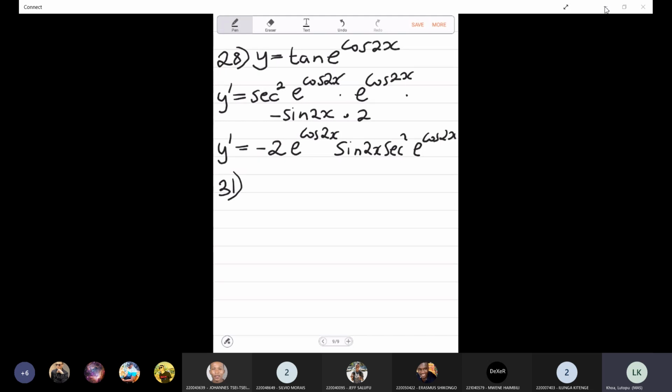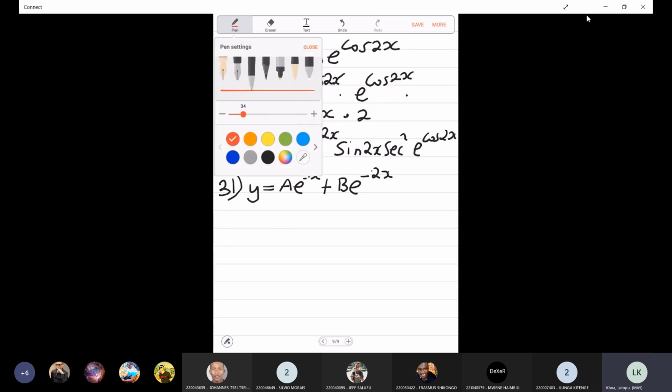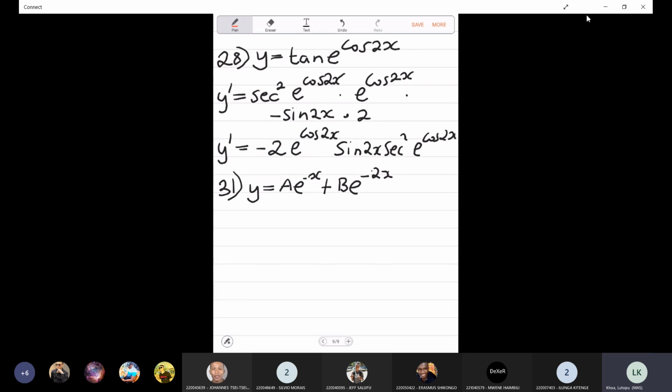Now this one where we have to prove that it satisfies it, all we have to do is substitute it into the equation and show that when we substitute it, it satisfies the equation. So we're given that y is equal to a e to the power of minus x plus b e to the power of minus 2x. And what we are saying is that it satisfies the equation. I'm going to write it in short.